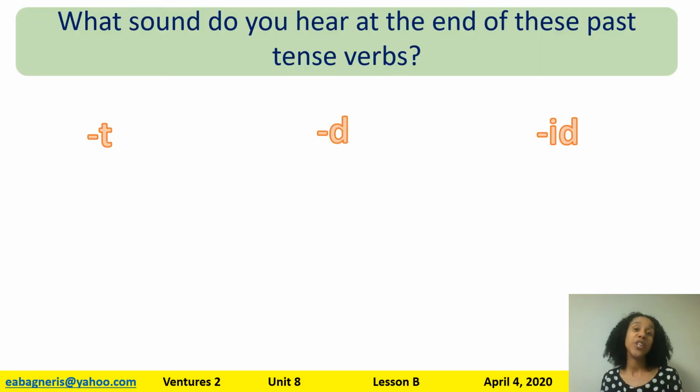I'm going to tell you a word, and I want you to decide. Do you hear the t sound at the end? Do you hear the d sound at the end? Or do you hear an id sound at the end? I'll say a word, and you choose which ending you hear. Our first word is painted, painted.